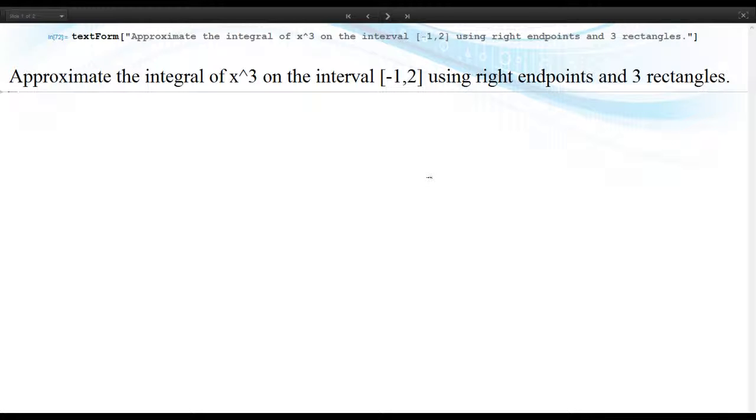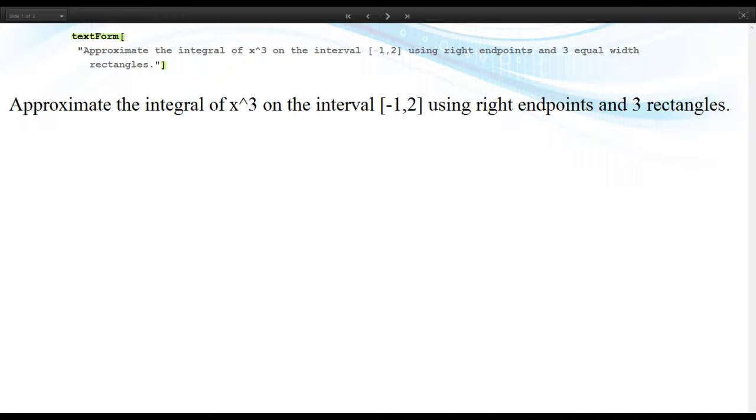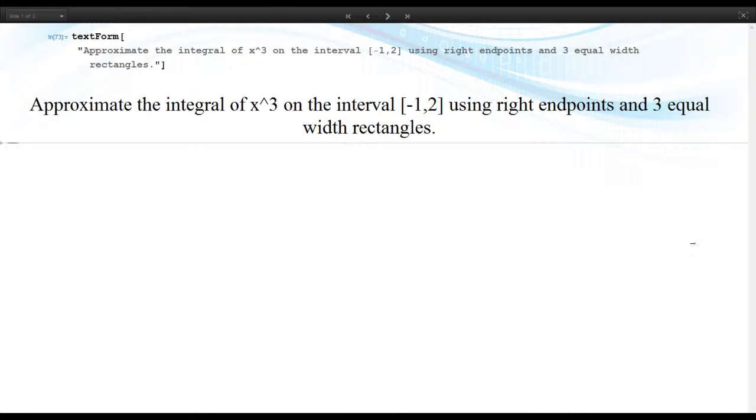So the Riemann sum is going to be the sum of the areas of the 3 rectangles. The 3 rectangles are going to have their height given by the value of the function on the right corner of the rectangle. And the width of the rectangle is going to be, well, I didn't specify that, but we want to have equal width rectangles. There we go. So we'll rewrite the question like that.